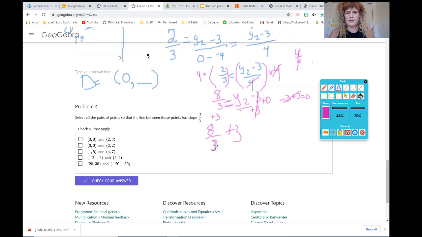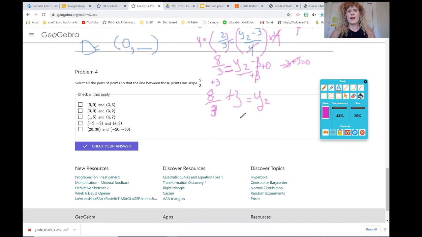Please make sure you're following along in your notes, because if you come and look at me later, it's going to look like a mess. You have to follow along. 8/3 plus 3 equals y2. Okay, now do the math. What does this equal? What is 8/3 plus 3 more?